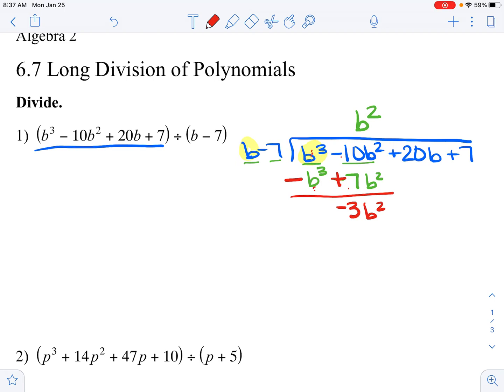Divide, multiply, subtract, bring down. And we're only going to bring down the next term. Now again, I am only looking to see if my b goes into the first term, negative 3b squared. So to get it to go in there, I'm just going to make it equal. So it needs to be a negative 3b.